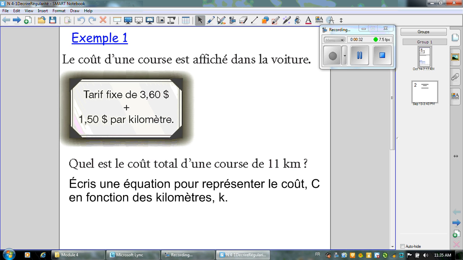You can do that using a little bit of math. You can just do $3.60 plus $1.50 for every kilometer, so 11 kilometers. So you can do $1.50 times 11. 10 times $1.50 is $15, plus another $1.50 for that extra kilometer. So you have $16.50 plus the $3.60.